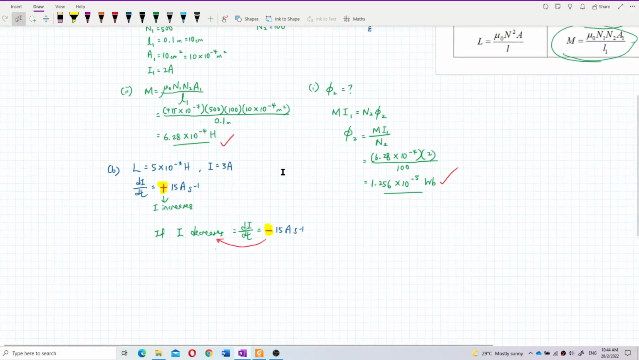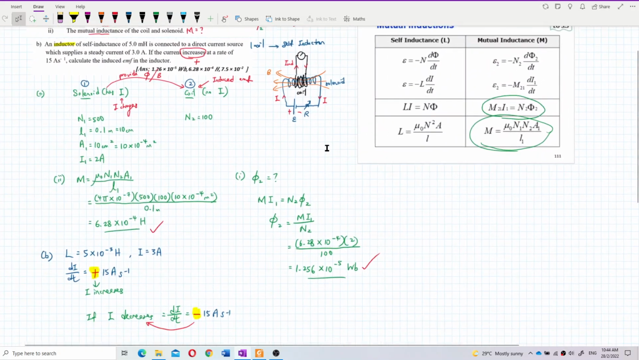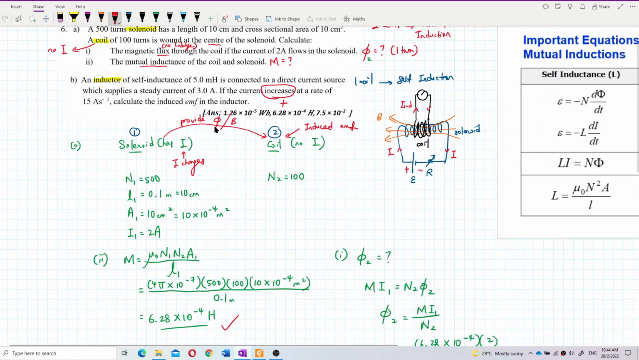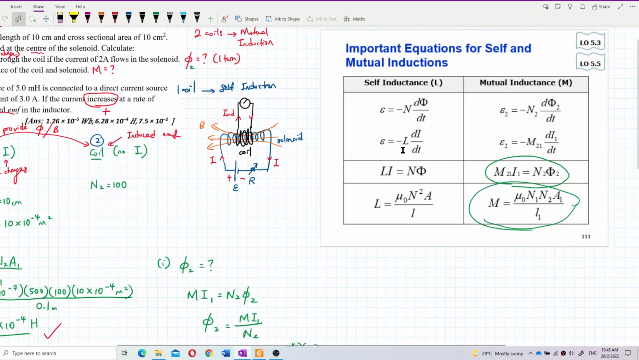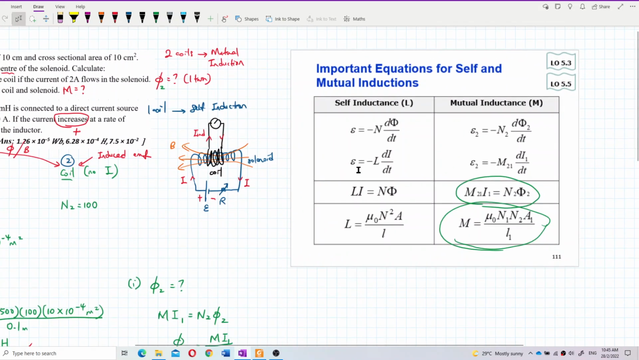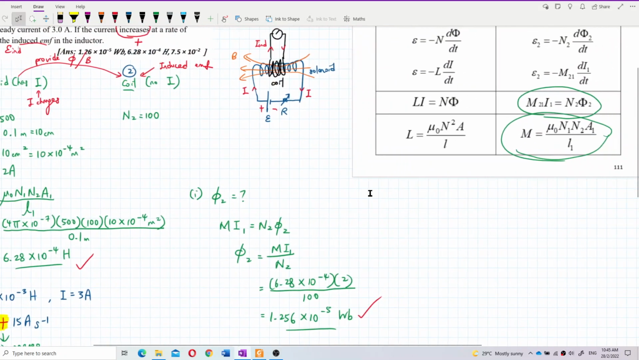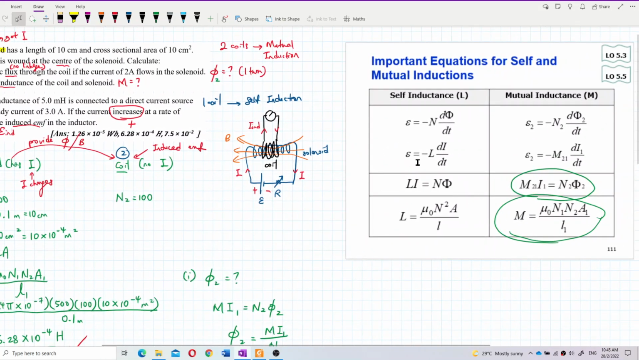Alright, so induced EMF in the inductor. I think we can just use the formula. We want to find induced EMF, E induced. So I can use the self-induction formula, E equal to negative L di over dt, because I already have L and di dt.